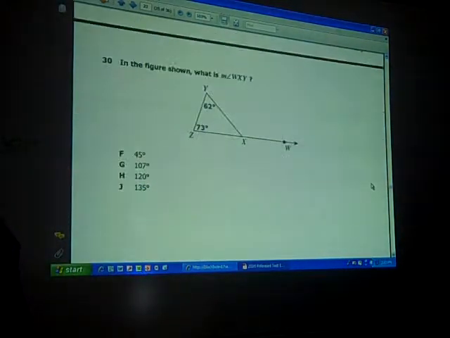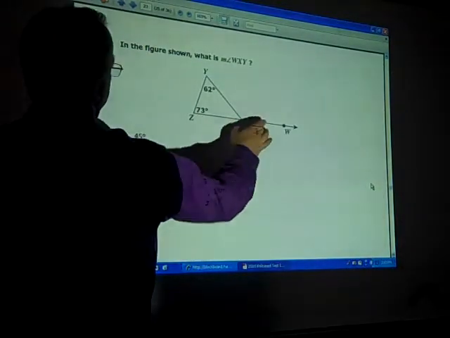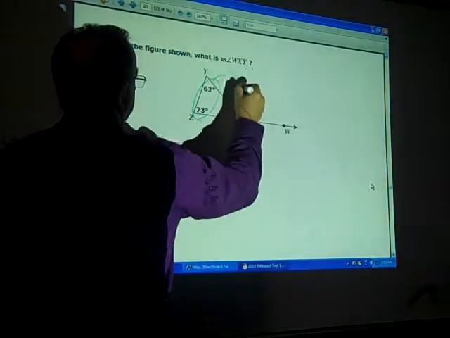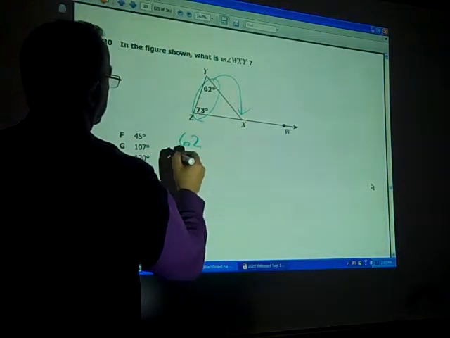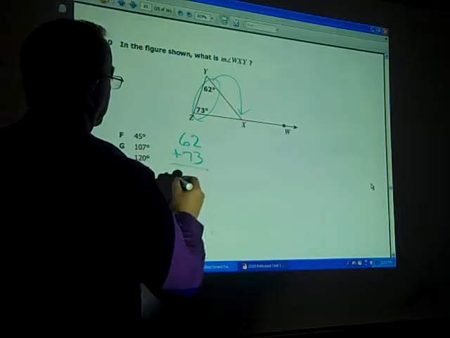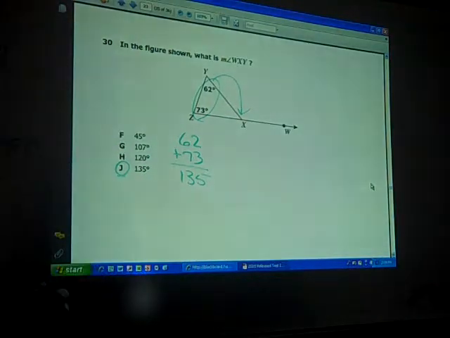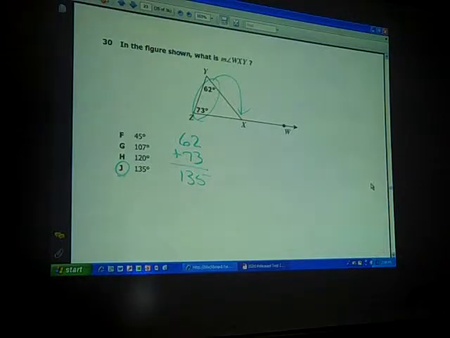30. Figure shown, what is the measure of angle WXY? WXY is over here. We know that when we have an angle like that, we can do this. We can just add those two together, so 62 plus 73 equals 135. J. Called the exterior angle, and it's equal to the two remote interior angles.